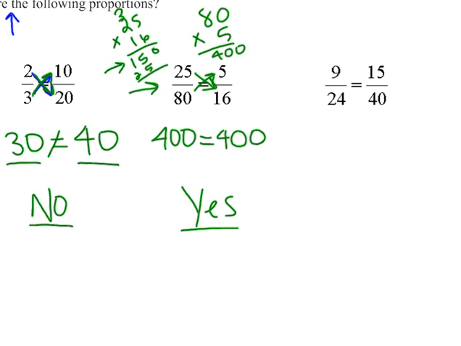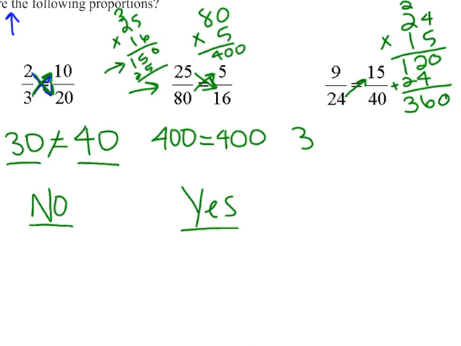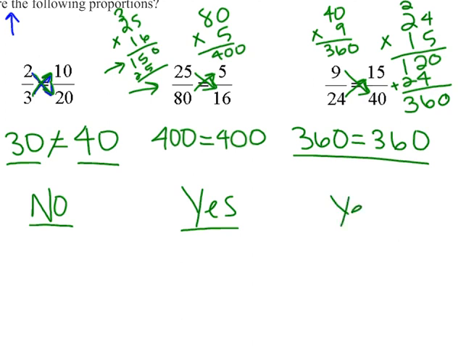These are proportional fractions. And with our last one here, we have 24 times 15. 5 times 4 is 20. 2 times 5 is 10, plus 2 is 12. 4, 2. So if I add these up, I end up with 360 for my first product. And then if I multiply 9 times 40, 9 times 4 is 36, with the 0 is 360. So yes, this is a true statement, and these two fractions are proportions.